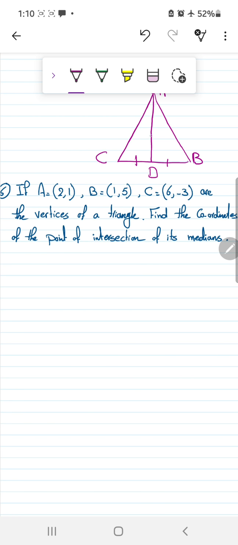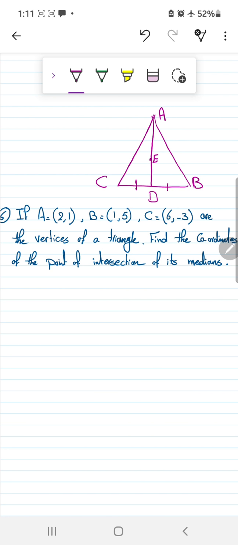Here, the point of concurrence, like E, divides the median in the ratio 2 to 1 from its vertex and 1 to 2 from its base. Again, the point of intersection or the point of concurrence divides the median internally in the ratio 2 to 1 from the vertex and 1 to 2 from the base. Okay? Here we want to get the coordinates of the point of intersection. It means we want to get the coordinates of E.